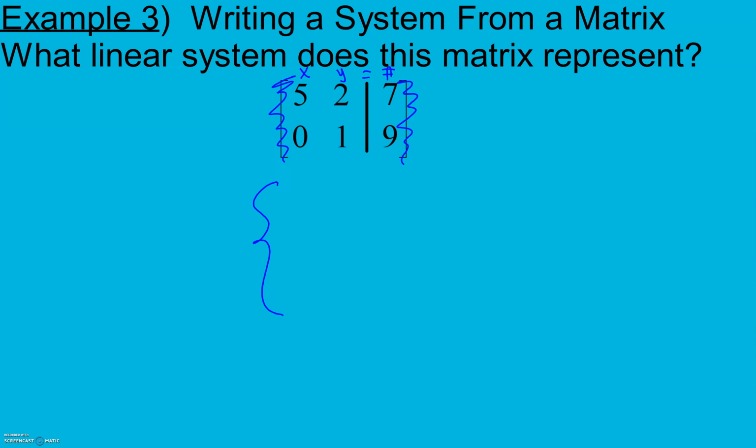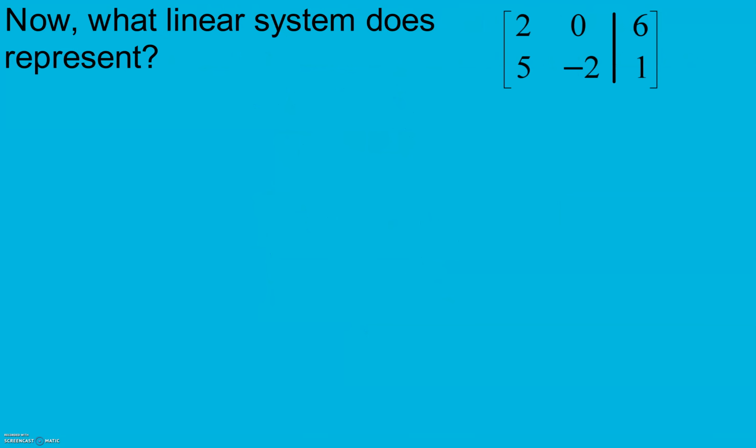Remember, our vertical bars and equal, our numbers to the right are constants, and on the left side, they're variables in alphabetical order. So in my first row, each row is an equation. I get 5x plus, because it's +2, 2y, vertical bar means equals 7. In my second equation, I have 0 x's, so I don't even have to write those. I do have 1y equals 9. So there is my system. Feel free to pause here and give this a try.